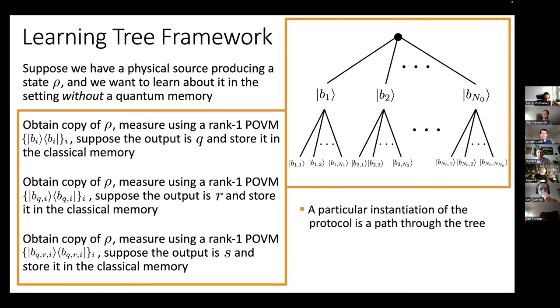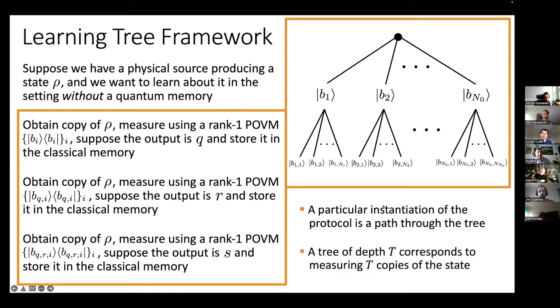So as I said, a particular instantiation of the protocol is a path through the tree, specifically a root to leaf path through the tree. This is called the root of the tree. The very bottom of the tree are called the leaves. And a tree of depth T, namely where we have T rounds or T layers, corresponds to measuring T copies of the state in sequence. So each of these layers corresponds to a particular measurement round: if there are T layers, there are T measurement rounds.